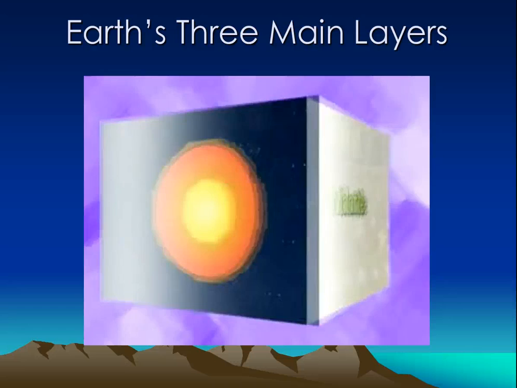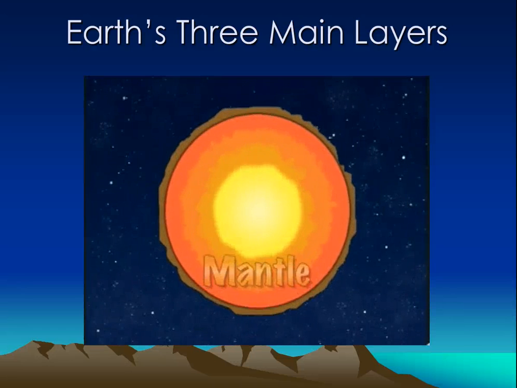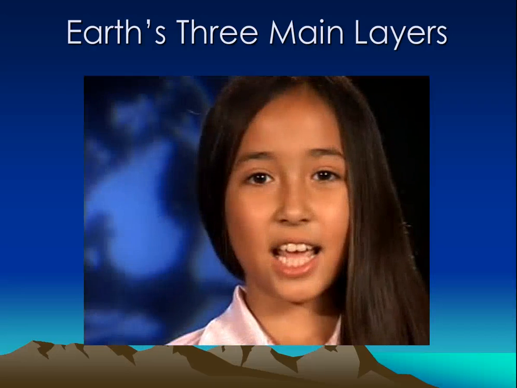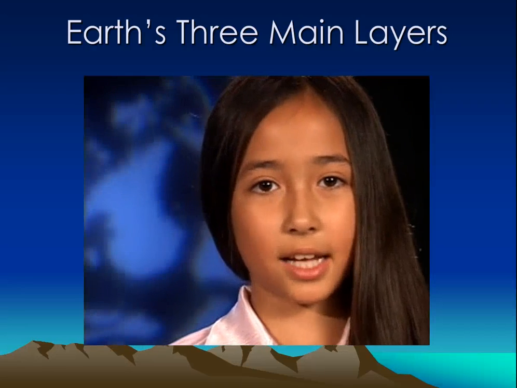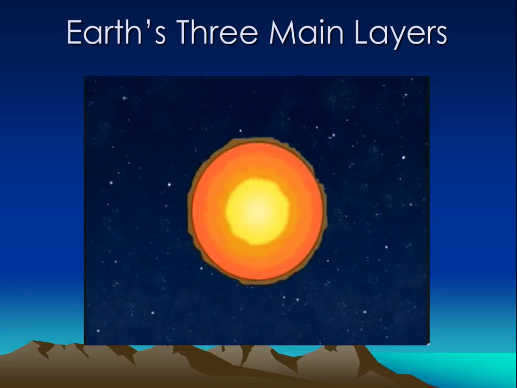Mantle. Below the crust is the mantle. The mantle is the thickest layer. If you think of the Earth as a hard-boiled egg, the mantle would be about as thick as the egg white. The mantle is really hot. So hot that some of the rocks that make up the mantle are nearly melted.